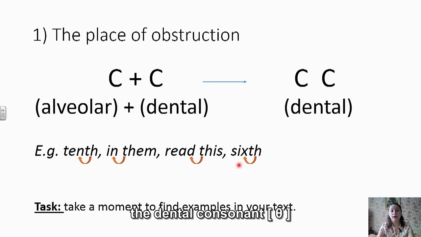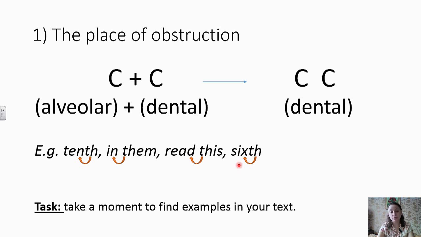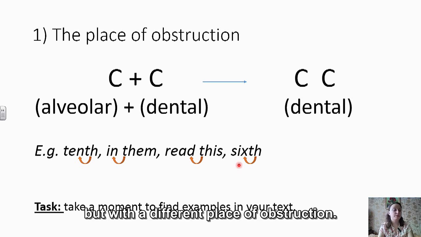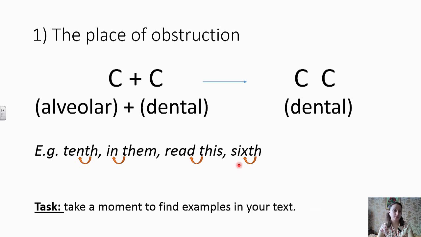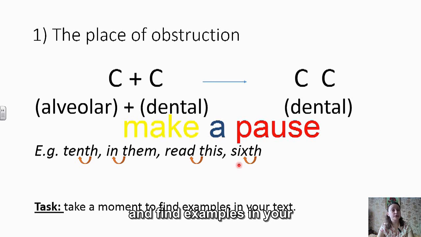Here you see the dental consonant th influences the preceding alveolar consonant n, and n is pronounced at the teeth, not at the alveolar ridge, but at the teeth. The same happens in them. Read this. Sixth. Finally, we have not a new sound, but the same sound, but with a different place of obstruction. Okay, please take a moment, pause this video, and find examples in your final oral presentation.